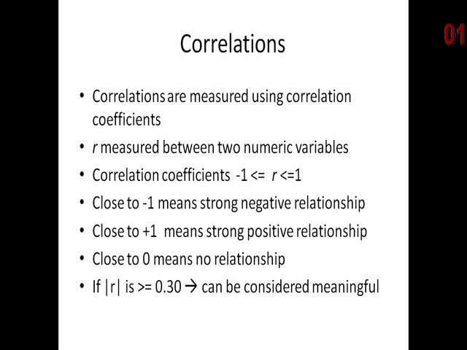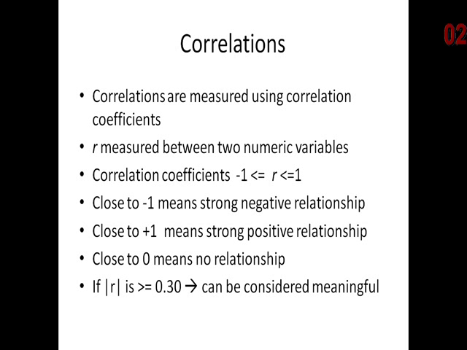Of course, as analysts, we are interested in both strong negative relationships as well as strong positive relationships. A negative relationship means as one variable's value increases, the other variable's value decreases. A positive relationship means if one variable's value increases, the other variable's value also increases. So it's useful to find any number whose absolute value is high.